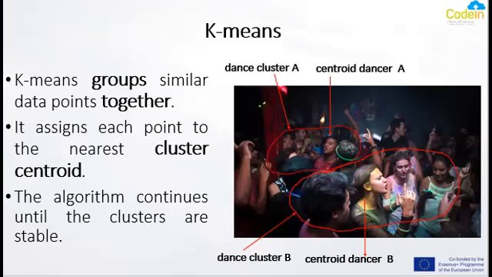But the dance party doesn't end there. You ask the leader of each group, the centroid, to come to the center of their group and start dancing. This represents updating the centroid of each cluster. You repeat this process of dancing and updating until the dance party settles down and everyone is happy with their group. And that's how k-means works.